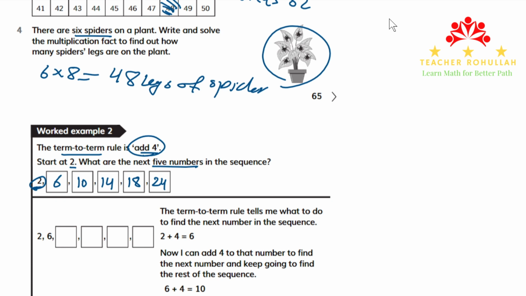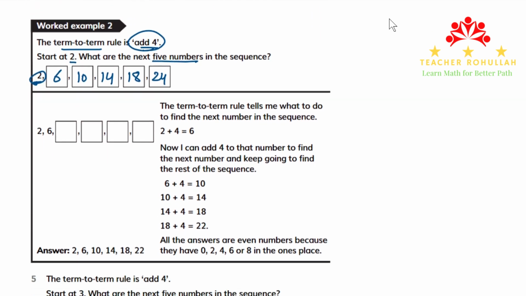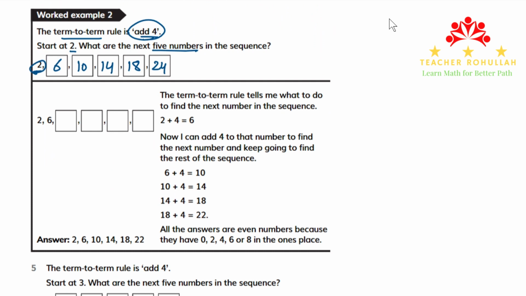I'm sure it's given in the question here also. Yeah, it's over here. So the first one is 6, and 6 plus 4 is 10. 10 plus 4 is 14. 14 plus 4 is 18, and 18 plus 4 is 22. So this is the completed sequence which is solved in the book. Let me now scroll down to move to question number 5.